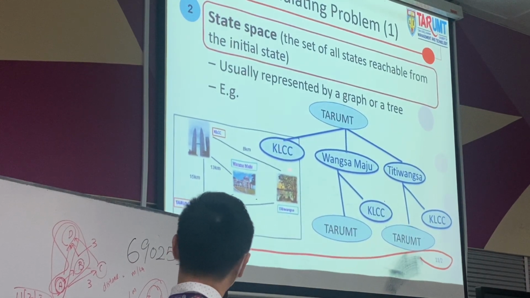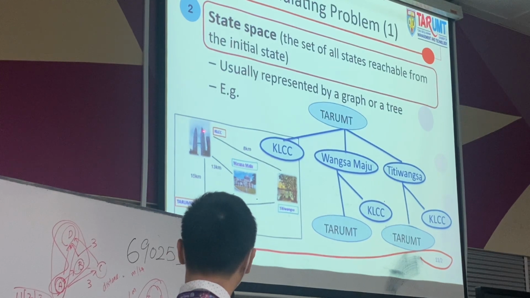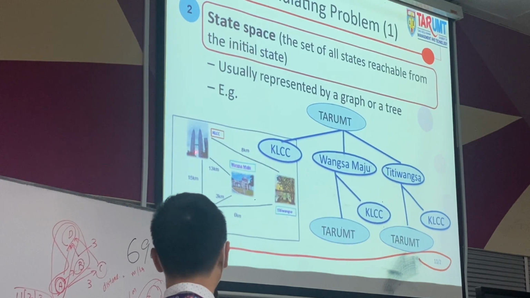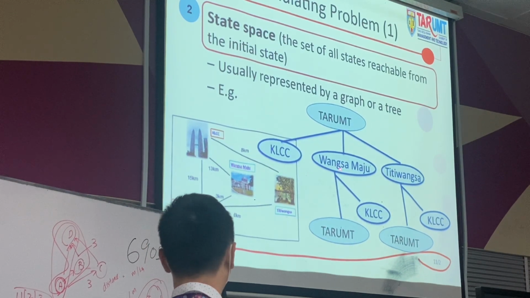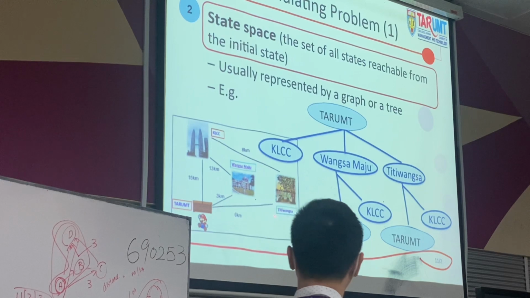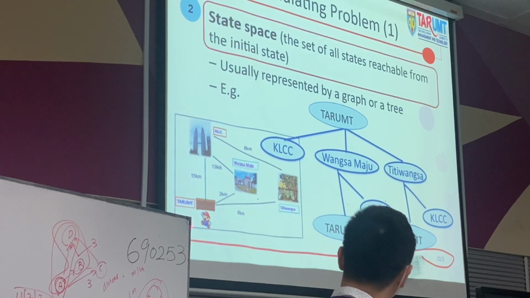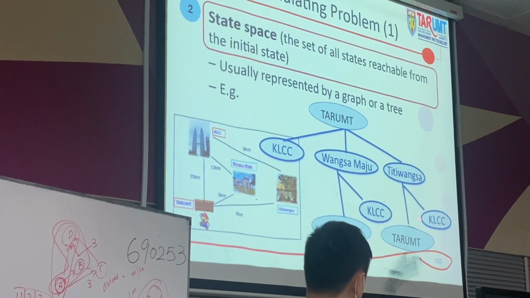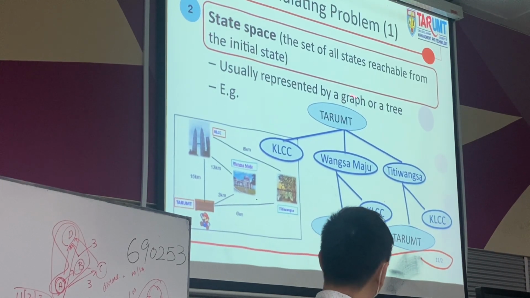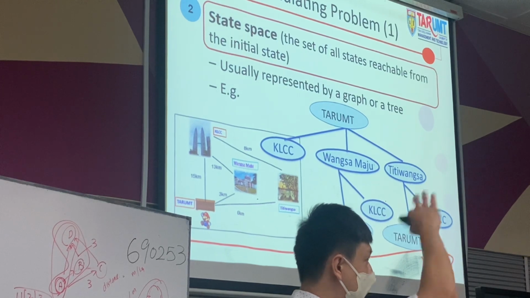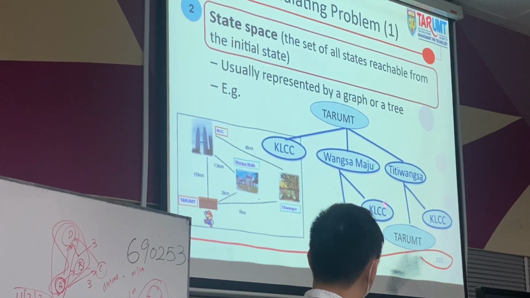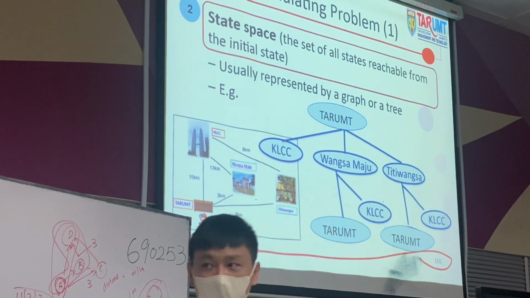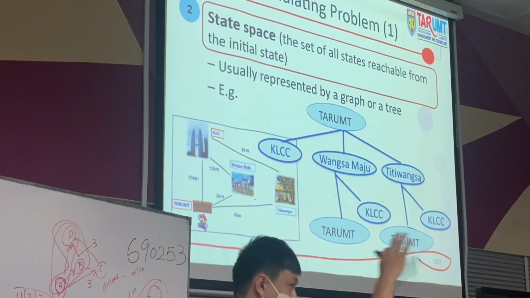From KLCC you cannot expand because that is the destination. How about from Wangsa Maju? From Wangsa Maju you can go to the KLCC, and at the same time you can go back to the Time UMT. So you have 2 branches here. DD Wangsa you can also go back to the Time UMT, or you can go to the KLCC. So you have 2 expanded nodes, or child nodes. This is the state space. It's a space consisting of all the possible movements and states from the initial point until the end point.